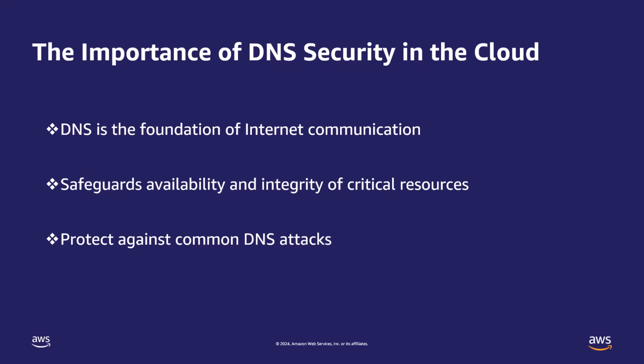It also protects against common DNS attacks, like DNS hijacking, where attackers manipulate DNS records to reroute cloud traffic to malicious servers, leading to data breaches and service disruptions. Distributed denial of service, DDoS, attacks can overwhelm DNS servers, causing downtime and impacting cloud-based applications. DNS tunneling attacks enable data exfiltration and malware communication by hiding malicious traffic within DNS queries, making them difficult to detect. Additionally, DNS cache poisoning and domain squatting are also relevant, compromising data integrity and potentially leading to the theft of sensitive information.